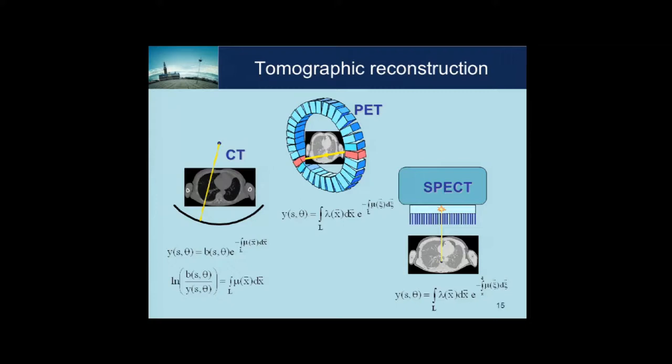In the case of CT, we have to do a transformation to get the exponent. And for the moment, we're going to ignore this exponential term here in the PET equation and the SPECT equation, which describes the photon attenuation. We're just going to concentrate on the fact that in all three modalities, we have line integrals.